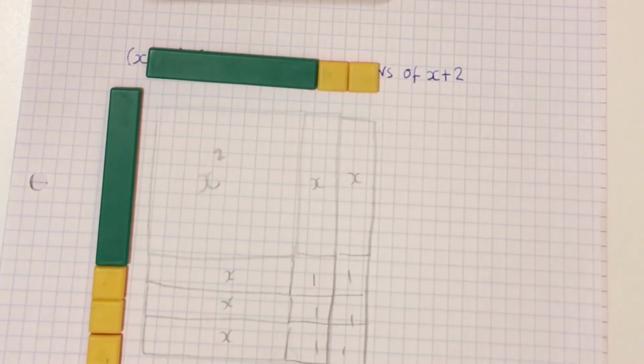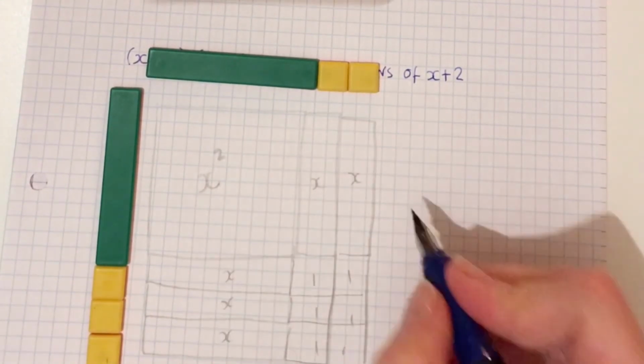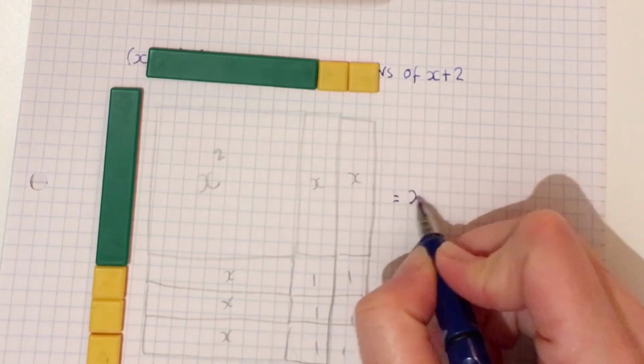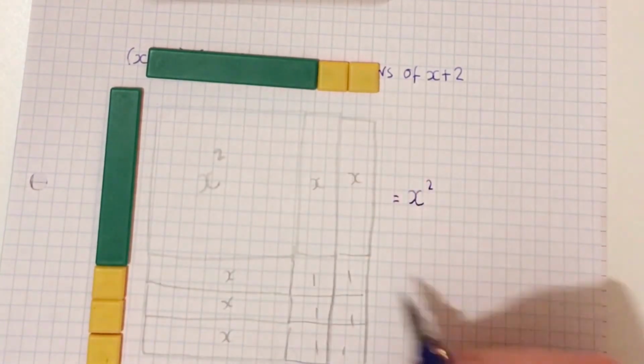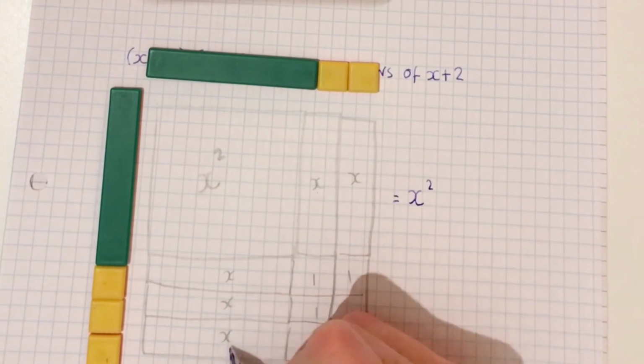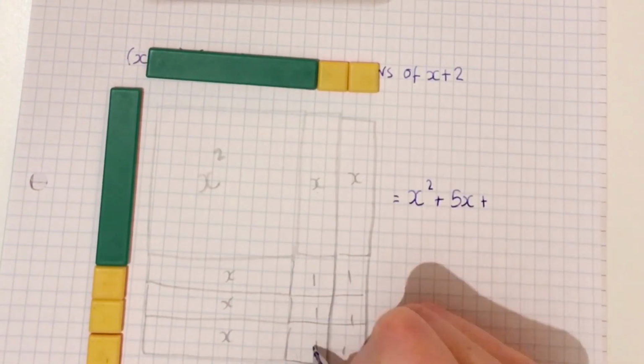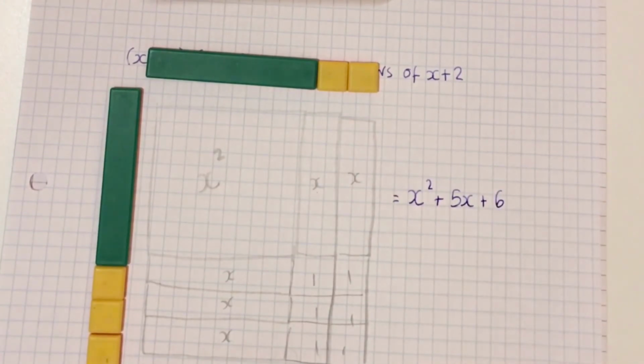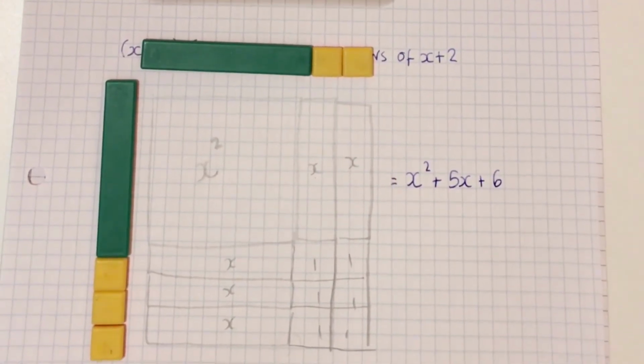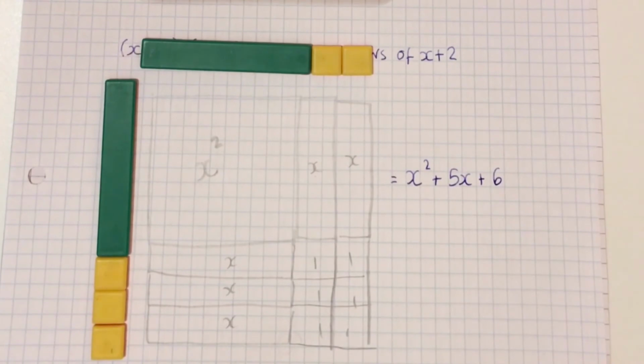All right, and then all we need to do is write the total. So what we've got here is an x squared, because it's x by x. Then we've got 1, 2, 3, 4, 5 x's. And I've got 1, 2, 3, 4, 5, 6 ones. Okay, so let's do the same thing as we did before. We're going to flip to MathSpot, and hopefully you can see that on there as well.